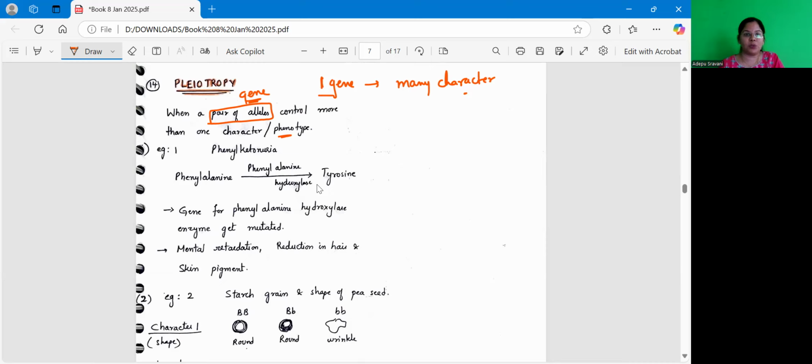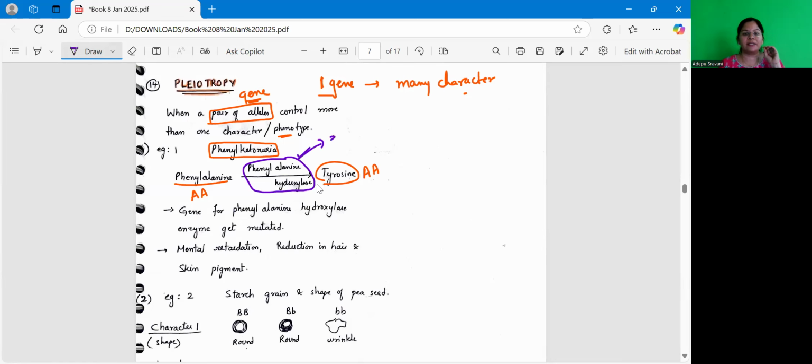Example: phenylketonuria. Phenylketonuria is a type of disorder. When do we see this phenylketonuria? Normally in our body, we have phenylalanine, which is an amino acid. This phenylalanine gets converted into tyrosine, which is another type of amino acid. Clear? Both of them are aromatic amino acids, if you remember the biomolecules. Here, conversion of phenylalanine into tyrosine requires a certain enzyme, and that enzyme is phenylalanine hydroxylase.